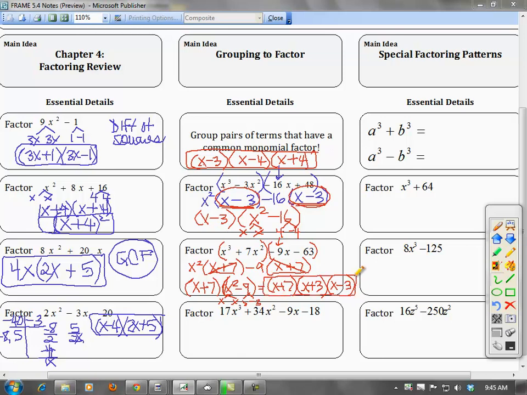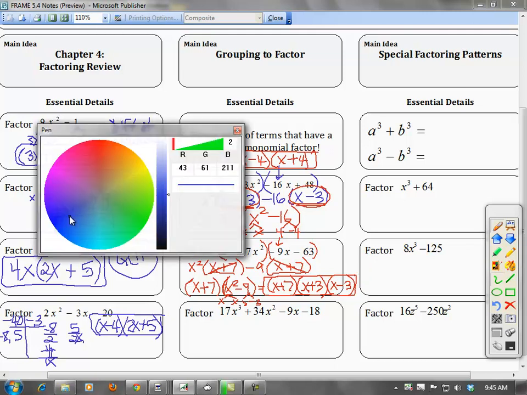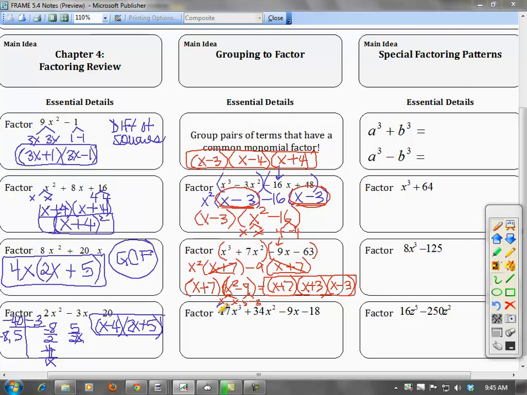Okay? We're going to try one more. If you look at the last one, and actually let me change my color because they're kind of running together. I'm going to group the first two, and then I'm going to group the second two. Okay? In the first two, not only do they share an x squared, but they're both divisible by 17. So I'm going to take out a 17x squared this time. What I have left is an x, and 34 divided by 17 is 2.